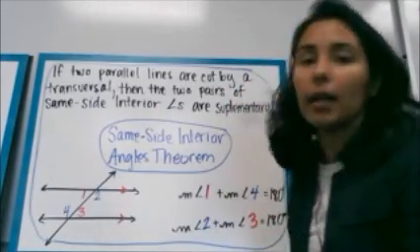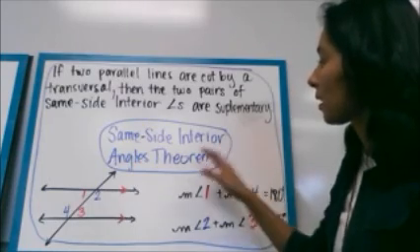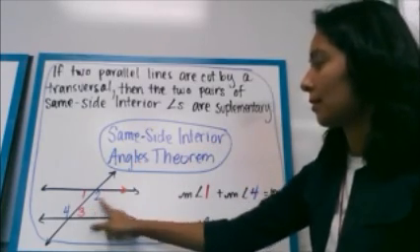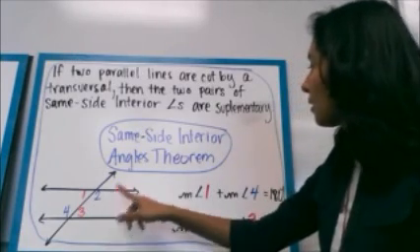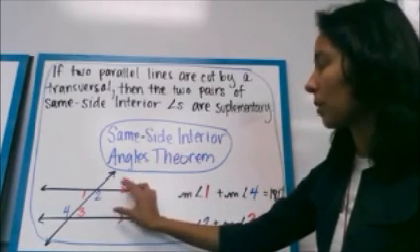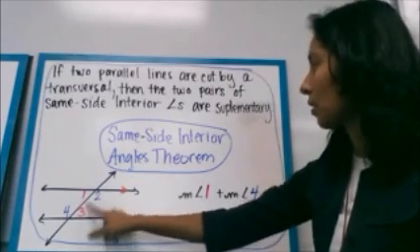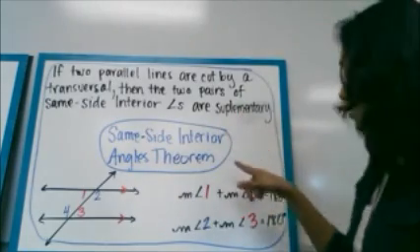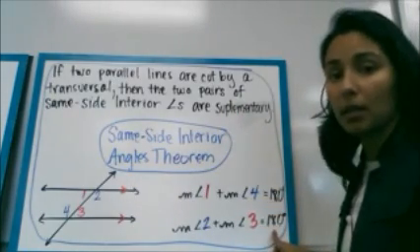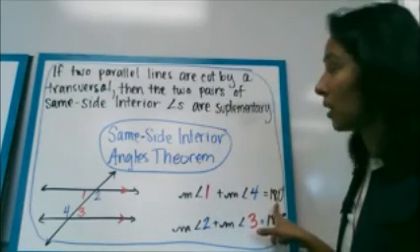All right, last one. Same side interior angles theorem. Same side instead of alternating. And interior, we're talking about the inside of your parallel lines. So 2 and 3 are going to be supplementary. So that means they add up to 180. 2 and 3 add up to 180. 1 and 4 also add up to 180.